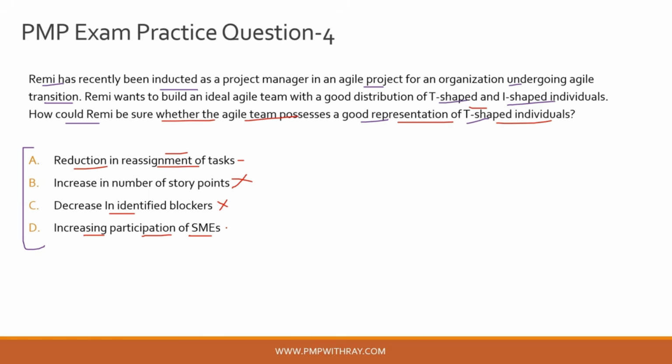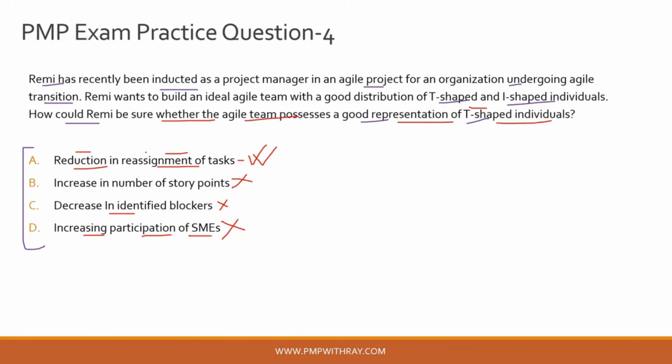So this generally happens when you have a lot of I-shaped individuals in the team and do not have any T-shaped individuals who will be responsible to manage the interactions between different domains. So that is why option D is also incorrect. And the correct answer to this question is option A, which is a reduction in reassignment of the task.